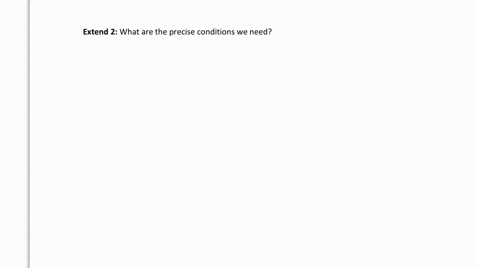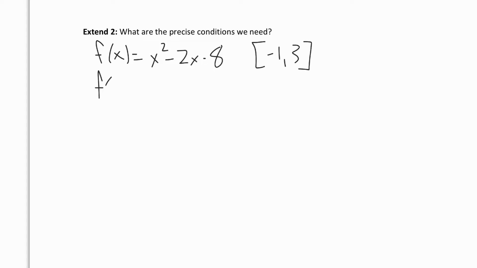Well, if we look back at that first function, we had the following. So f of x was equal to x squared minus 2x minus 8. And this is on the interval negative 1 to 3. Now, just for fun, I'm going to find f of negative 1. That'll be negative 1 squared minus 2 times negative 1 minus 8.